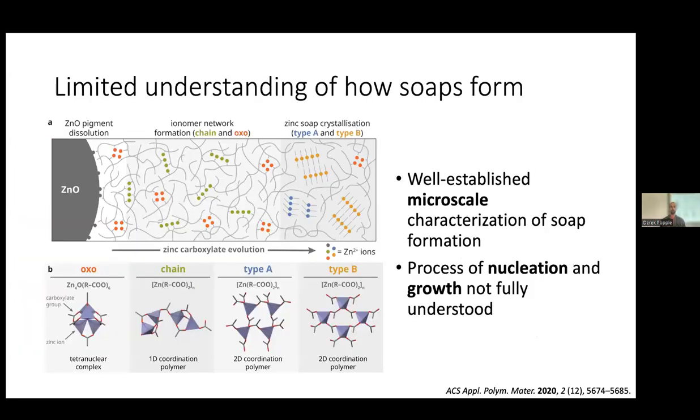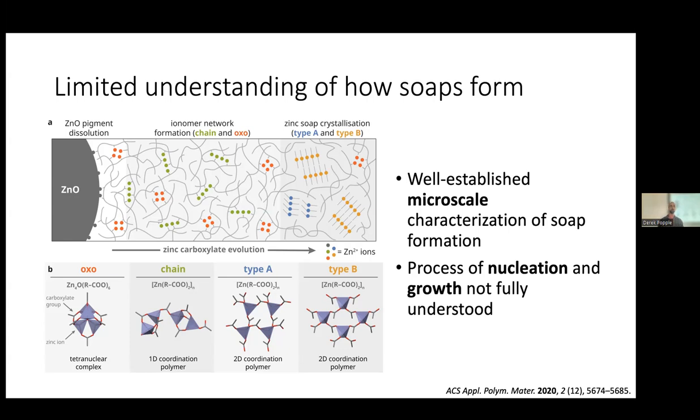So one of the experts in the field, a guy named Joan Hermans, out in the Netherlands, whose whole thesis studied this work. I think he's now a faculty member, but he's sort of the world expert in studying soap formation in paintings. He was able to do some clever spectroscopic studies to figure out how this degradation process was happening.